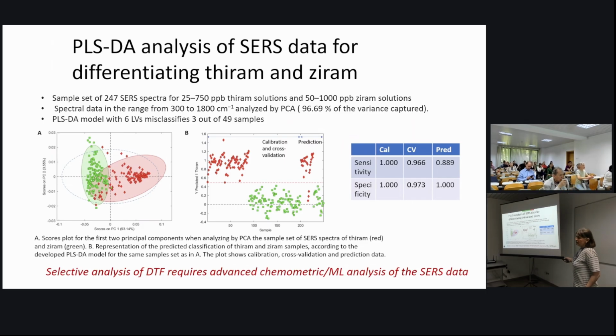It seems that if we make a bigger database, then we can do this selective analysis of thiram and thiram by this method. But still, this means we need to do this data interpretation. So it's not simple, it's not straightforward, it's not done by simple PCA.